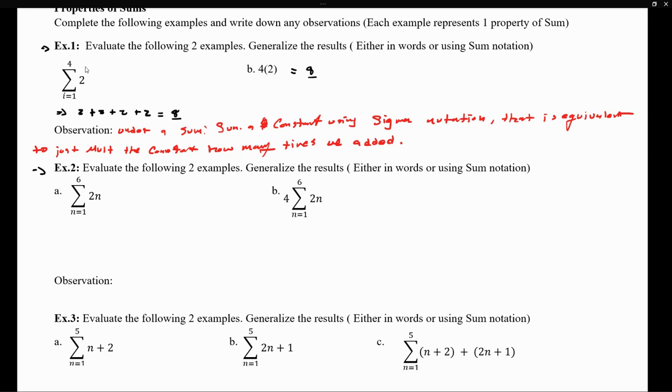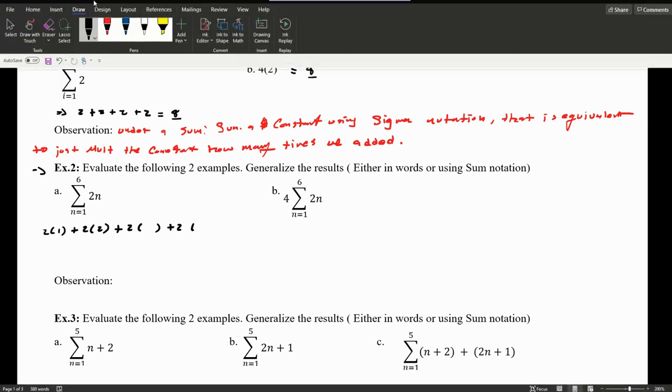Still, let's evaluate and see what observation we can make here. So let's do the sum of the expression 2n from 1 to 6. So we're just going to do the following. So to the second, 2. I guess I'm going to keep it as red, just like I was doing on the previous examples.